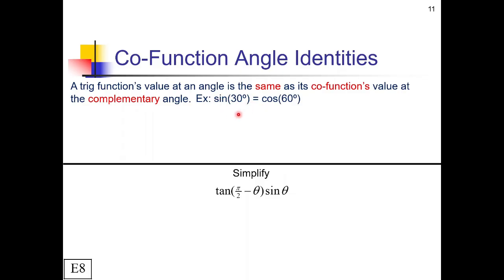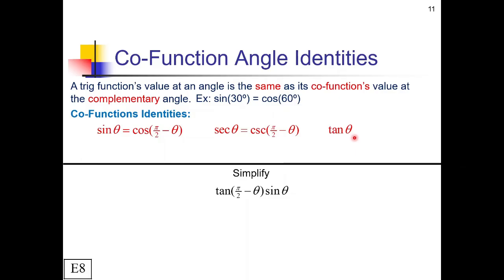So that allows us to set up a whole bunch of identities with these cofunctions. So these are our cofunction identities. The first one, as we kind of saw right here, the sine of an angle is the same as the cosine of the complementary angle, which we're going to express as pi over 2, that's really 90 degrees, minus theta. And we've got relationships for all the 6 trig functions like this. So secant is the same as cosecant of pi over 2 minus theta. Tangent is the same as cotangent of pi over 2 minus theta.